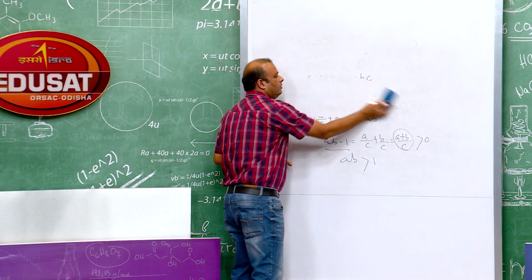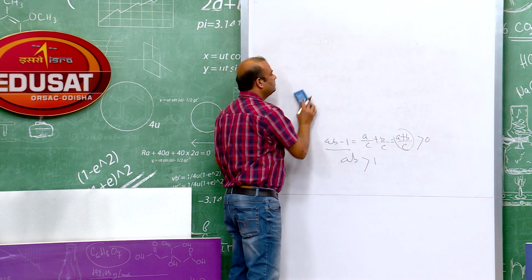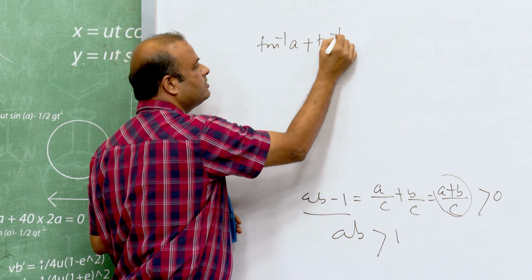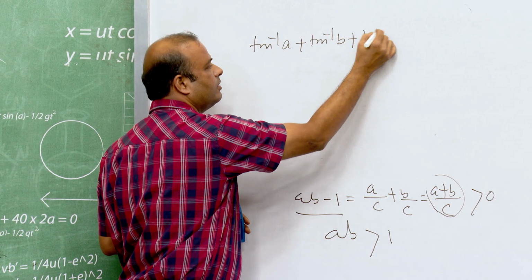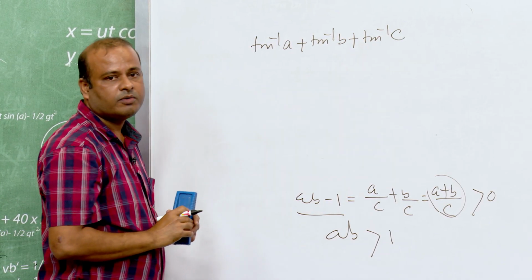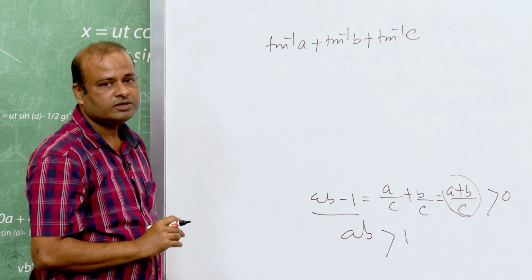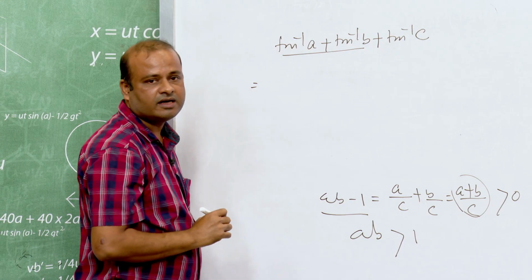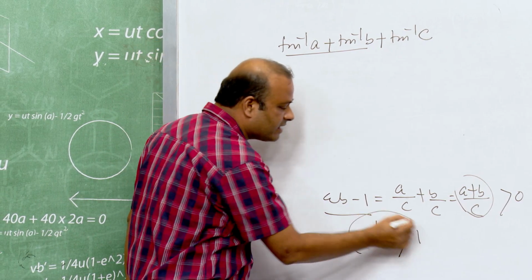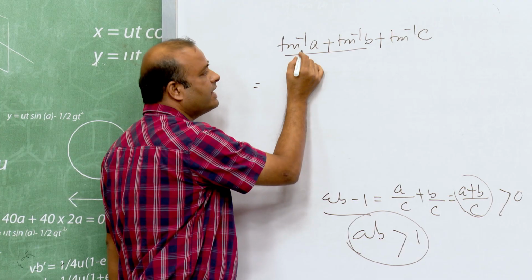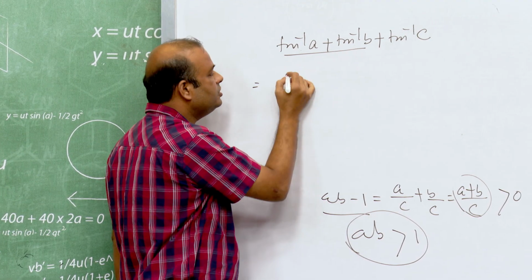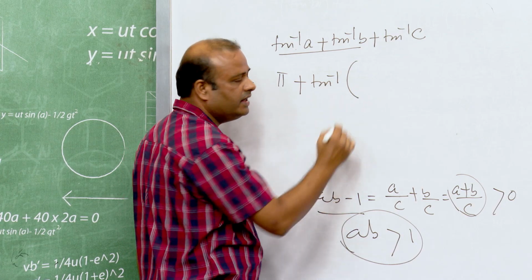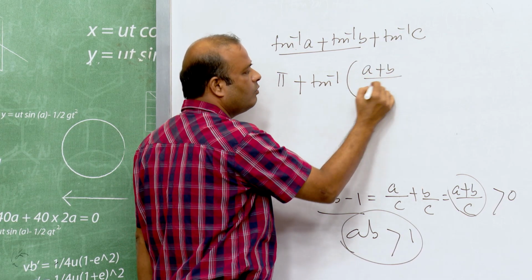Now tan inverse A plus tan inverse B plus tan inverse C. So use the formula here, tan inverse A plus tan inverse B. Since AB is greater than 1, the formula for tan inverse A plus tan inverse B is pi plus tan inverse of A plus B by 1 minus AB.